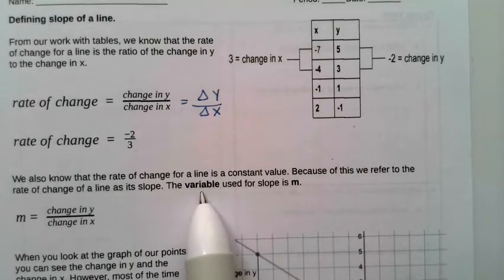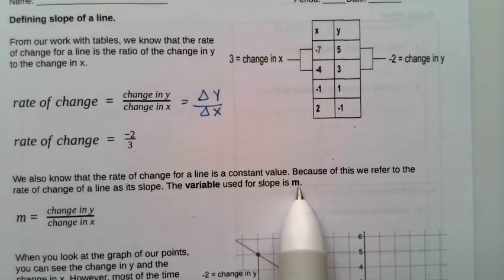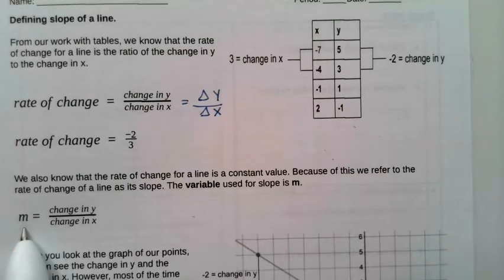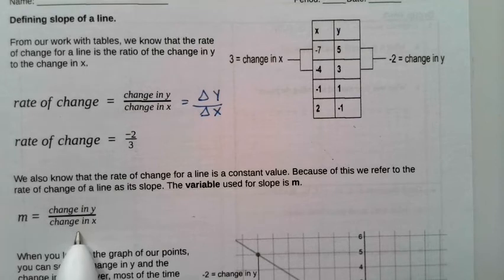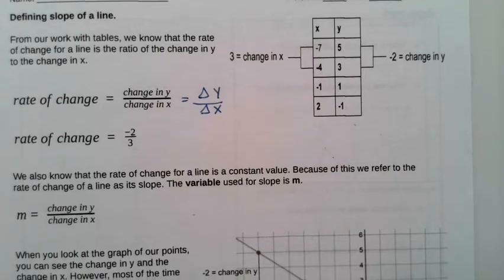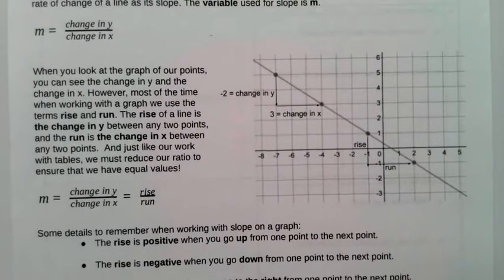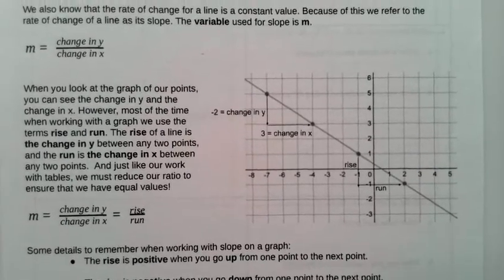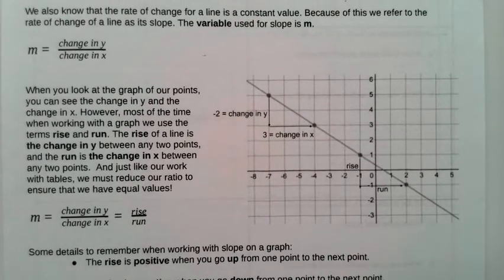We use the variable m to represent the slope. So m equals the change in y over change in x. We call that slope often, but it's the same as the rate of change, the same as the change in y over the change in x. So looking at this table, this is the graph. Looking at this graph, this is the same information as in the table.